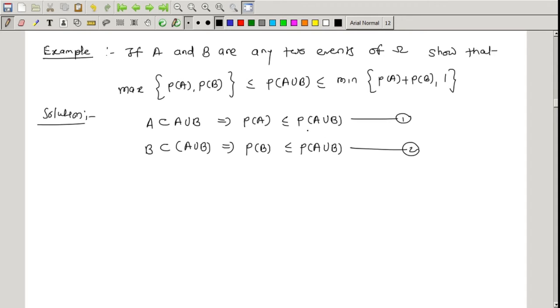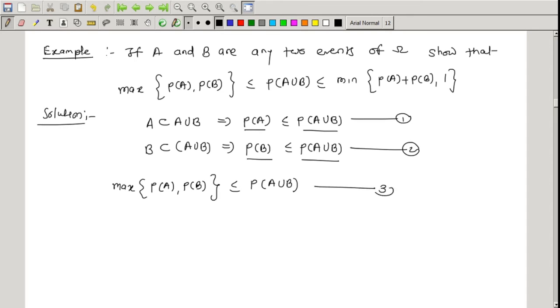So if you see here, this A union B is greater than both P of A and P of B. So if the maximum value is less than P of A union B, the minimum also is. So I can write this as the maximum of P of A comma P of B is always less than or equal to P of A union B. Correct? This is my equation number 3.